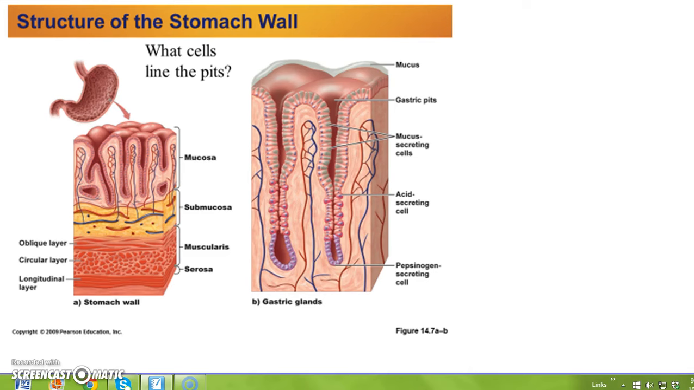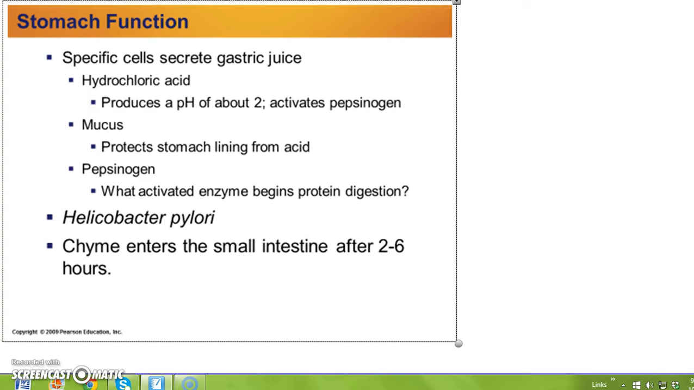If we take a look at the structure of the stomach wall, again, you'll see our same 4 layers going from the inner to the outermost. And if we zoom into specifically this mucosa, you will see 3 types of cells secreting 3 different chemicals to aid in the digestive process. Notice they're lining these gastric pits. So we're going to take a look at those 3 types of cells and the stuff that they're secreting.